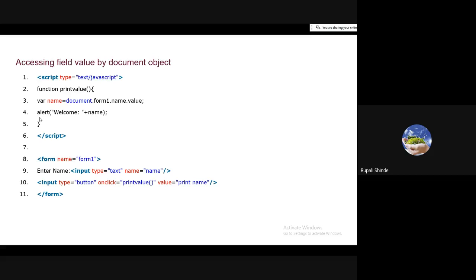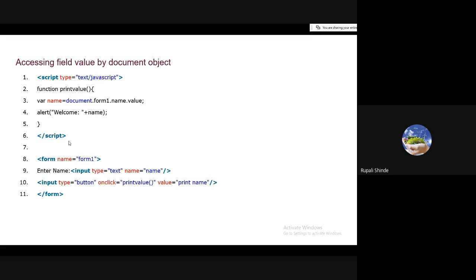Then with the help of alert, we are going to display the message on the screen, welcome plus name. So whatever name I insert in that field is captured by the document object, then it is stored into the variable, and it is going to be displayed, or used for another function.